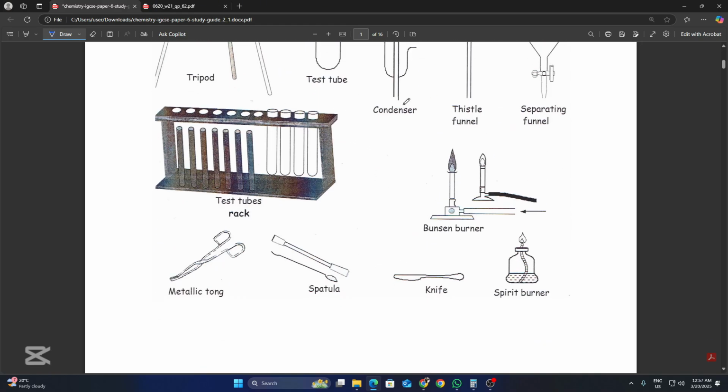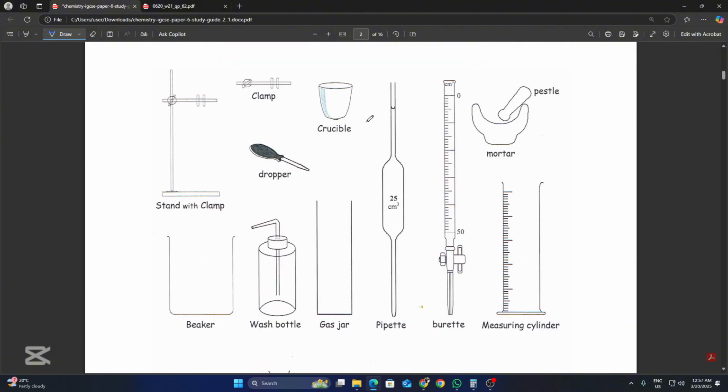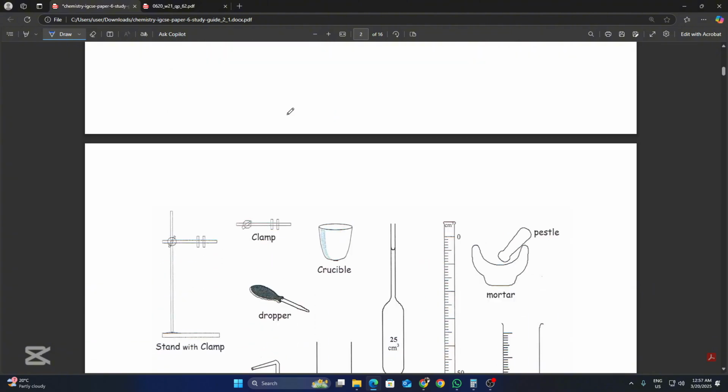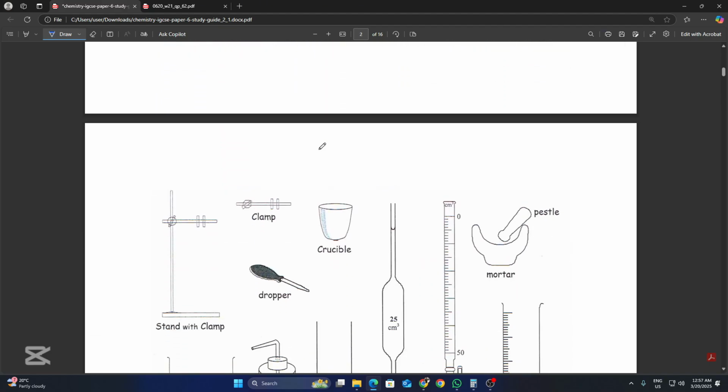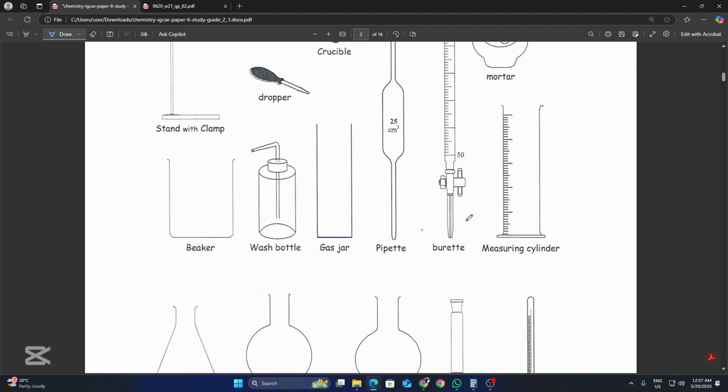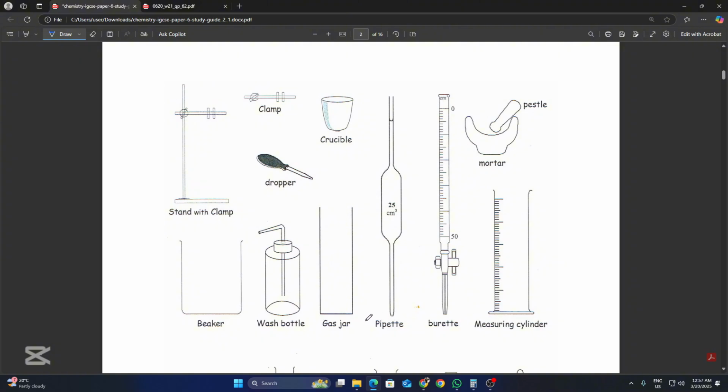Okay, so now the most important thing to note is the apparatus. Apparatus are very important. They always ask you in the first 2-3 pages about the apparatus and how they are used in experiments. For example, let me give you the most common example. We have three things here: as you can see, the pipette, the burette, and the measuring cylinder. These three are used for the same purpose. They're all used to measure liquid.